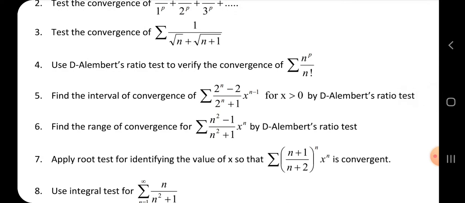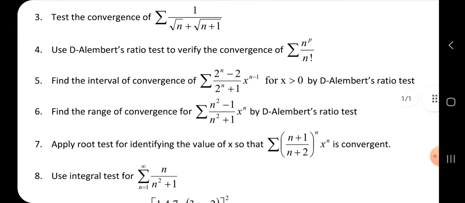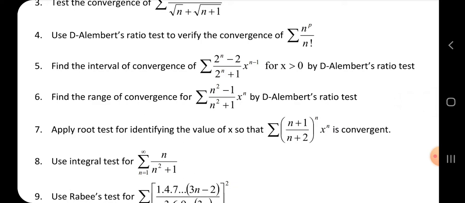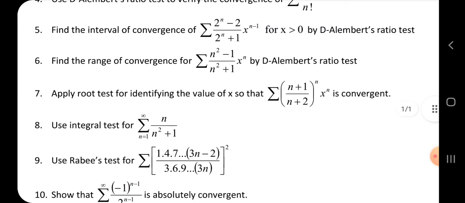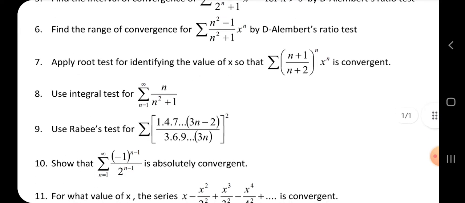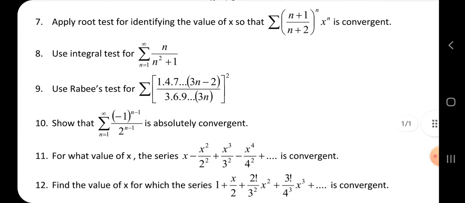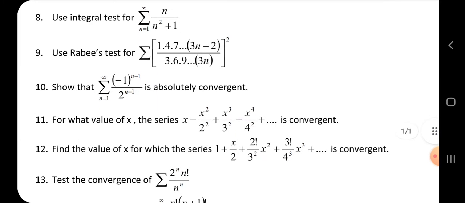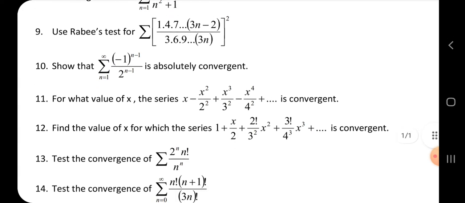Interval of convergence is nothing but indirectly you are going to calculate the value of x for which the given series is convergent. Range of convergence, interval of convergence, limits of convergence, everything is the same. You are going to identify the value of x only. So these are the different problems. Even on alternating series also I have given.